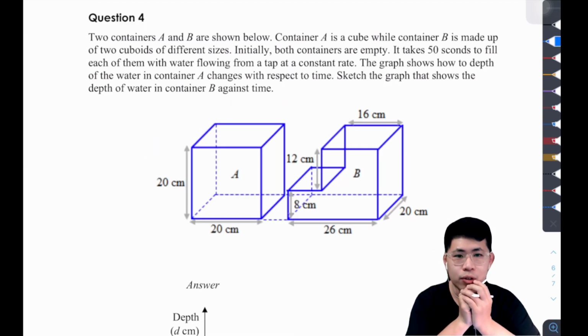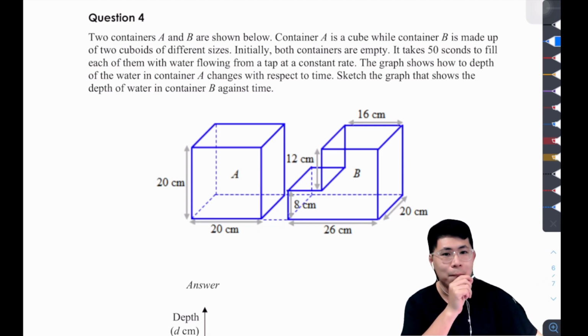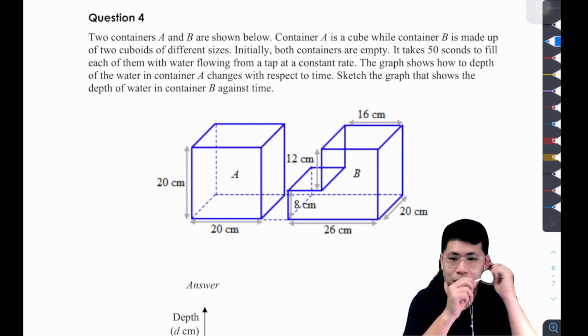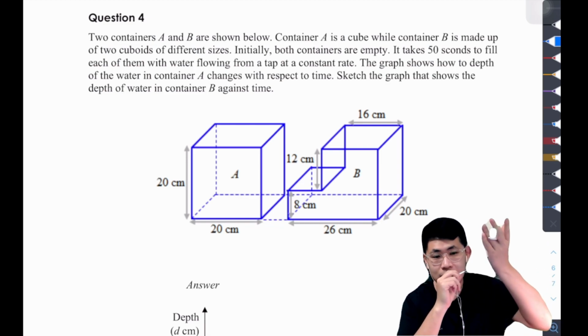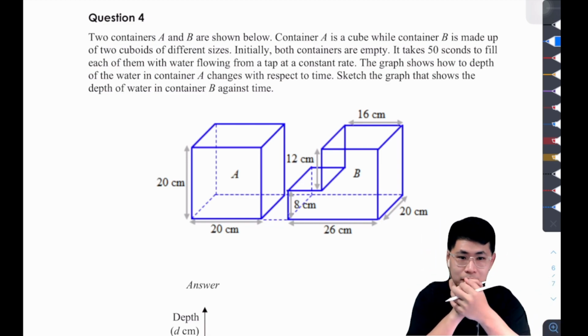Okay, so let's take a look at question 4. We see two containers A and B shown below. Container A is a cube while container B is made up of two cuboids of different sizes. Initially both of them are empty. It takes 50 seconds to fill each of them up with water flowing from a tap at a constant rate. The tap flows at a constant rate, but the change of height will be a bit different.